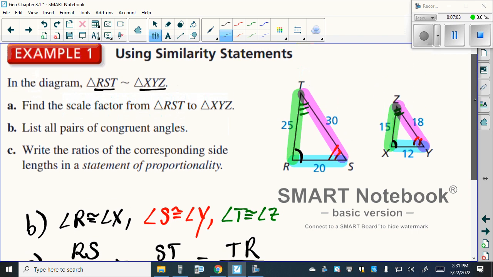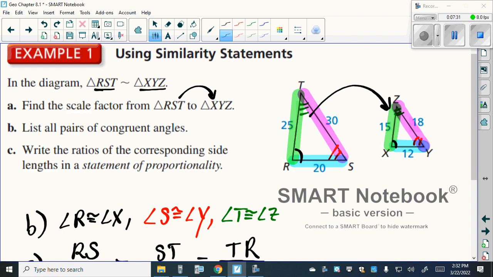Okay, that took care of B and C. And I find finding those first makes a little more sense. So when we go to the scale factor, we know what we're comparing, what we're matching up. Now, it wants us to find the scale factor from RST to XYZ. So we're going from RST to XYZ, yes? Are the sides going from bigger to smaller or smaller to bigger?